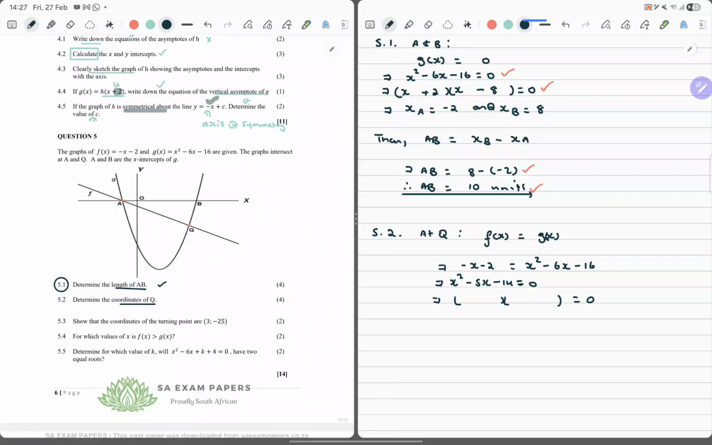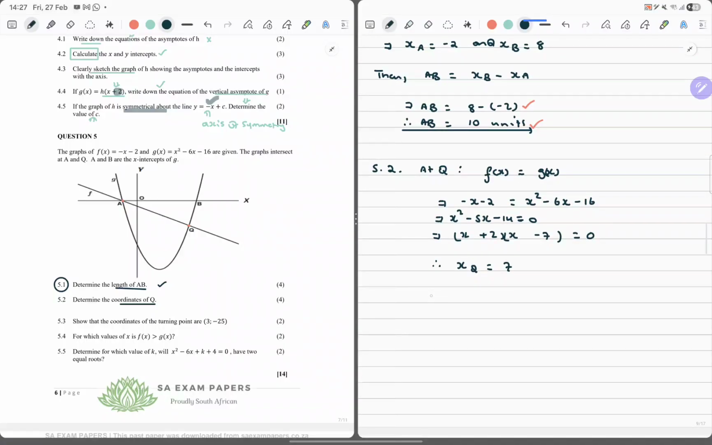Again, this is not a difficult question. Factors of 14 that can give us 7 when we add them up, it's going to be -7 and 2. So we can easily say that x at Q is going to be 7. I'm ignoring the -2 because we know that it is x at A. Therefore y at Q is going to be equal to, we can take the easy equation, -7 - 2, which is going to be equal to -9. Therefore point Q is (7; -9).